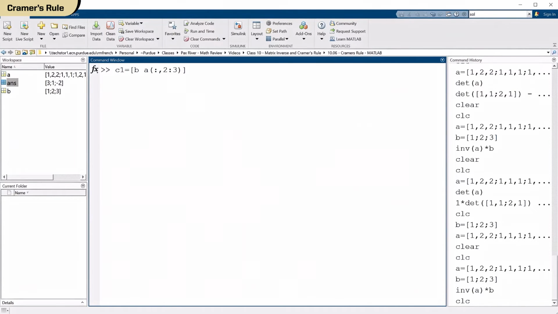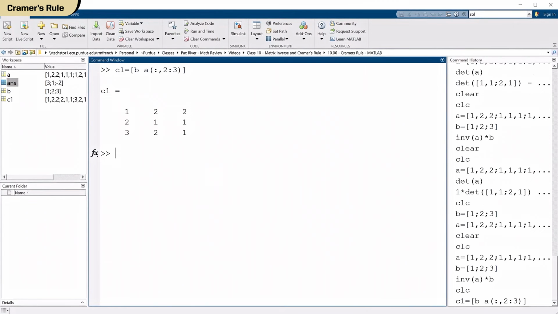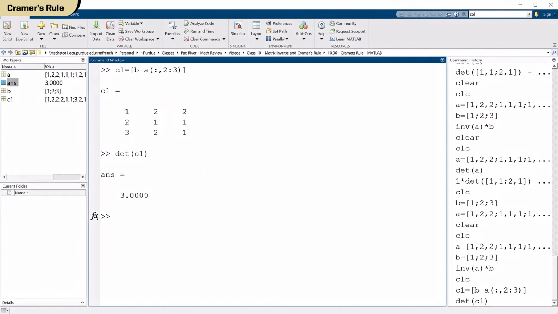Does that look right? Well, that's clearly 1, 2, 3, and I think that's the rest of column A. Now, if I take the determinant of C1, what is that? 3, which was the answer we had before. All right, that worked once. Let's clear the command window and try again.